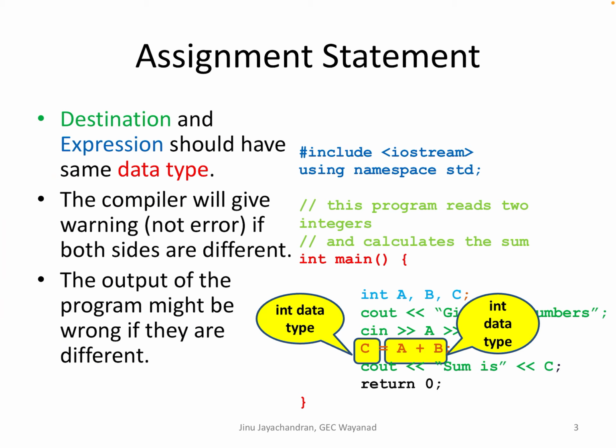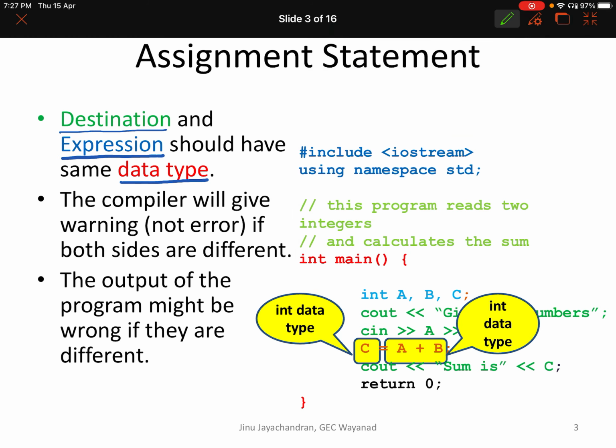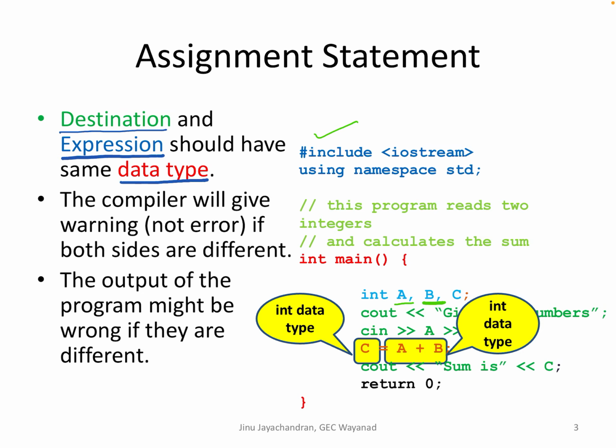Now, what are the rules? The destination, which is the left hand side, and the expression, which is the right hand side, should have the same data type. What is a data type? Whenever you declare a variable, you will specify a data type for that variable. Let's see this example. In this example, you see that the variables a, b, and c are of type int. Now, when you do the assignment in this statement, you see that a has the same data type as b, and a and b both have the same data type as c, which is int.